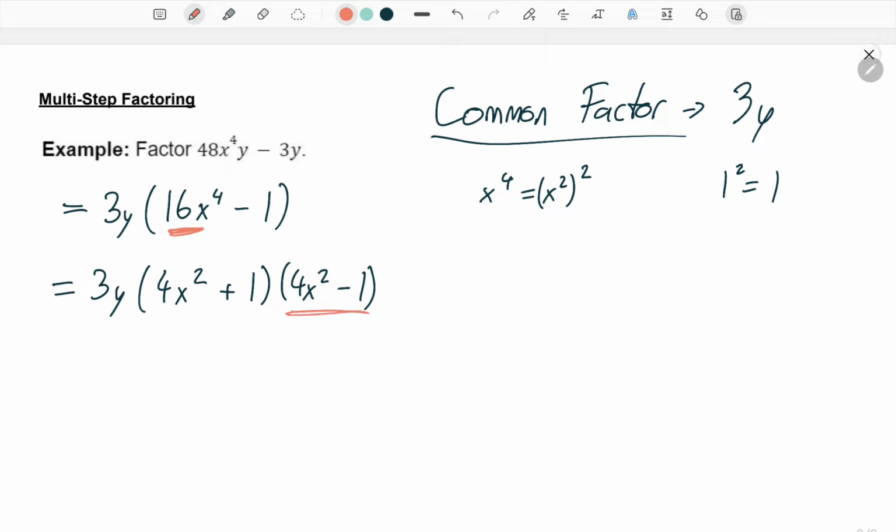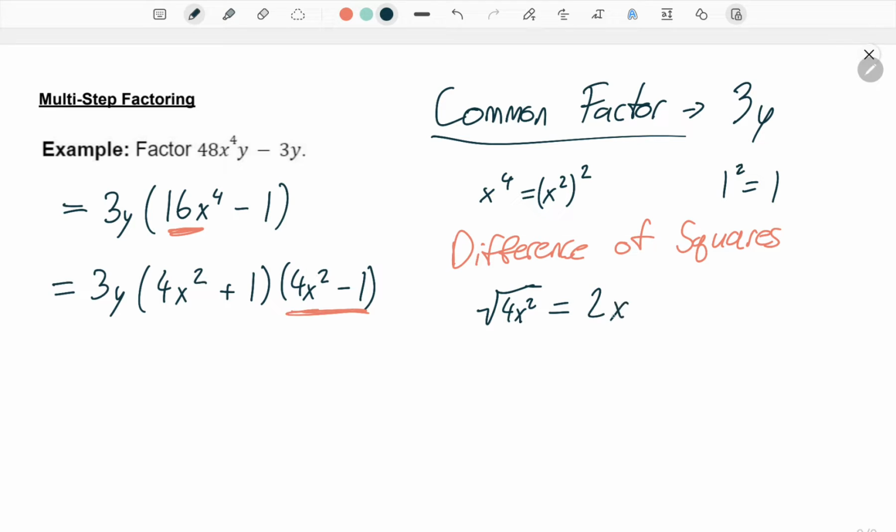What's going to happen here is this 4x squared minus 1 that we wrote, well, that's actually another difference of squares. So we actually have multiple differences of squares happening in a row. So 4x squared minus 1, if you take the square root, let's say, of 4x squared, you'd see that that's 2x. And again, 1 is just 1. So we just continue. 4x squared plus 1, we don't have to do anything with that because of the plus sign, while the other one is a minus sign. So that sign there makes all the difference in the world.